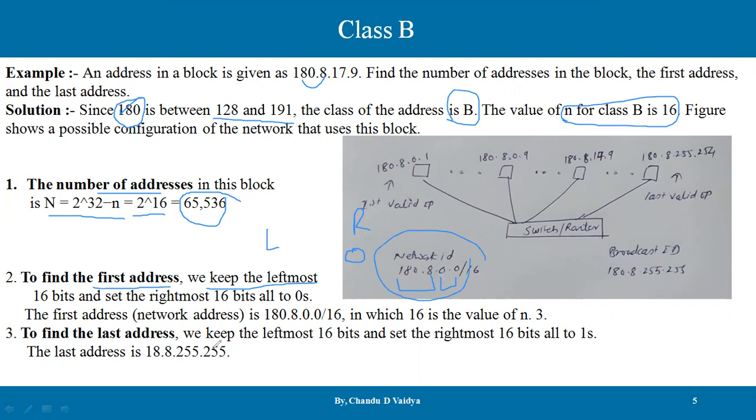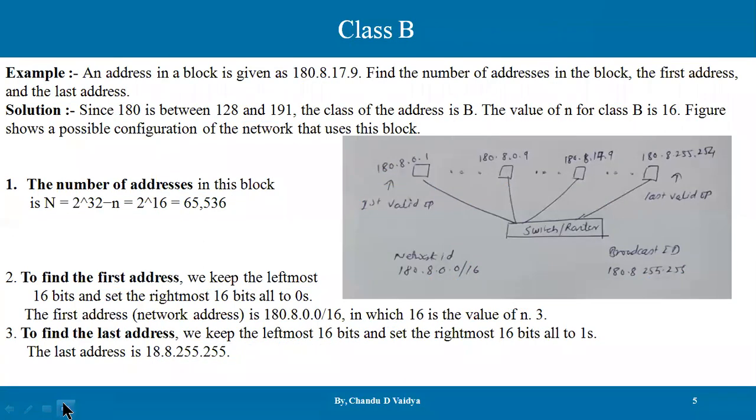And in order to calculate the last address, how is it going to be calculated? We need to keep the leftmost 16 bits as they are, and the rightmost 16 bits will be 1. That is 255.255. So the last address will be 180.8.255.255. This is the last address, and in between we have the valid IP addresses. These valid IP addresses can be assigned to any particular computer, guys. This is the example of class B.